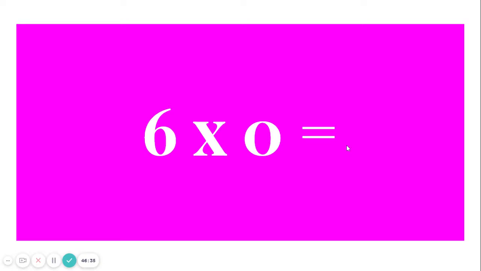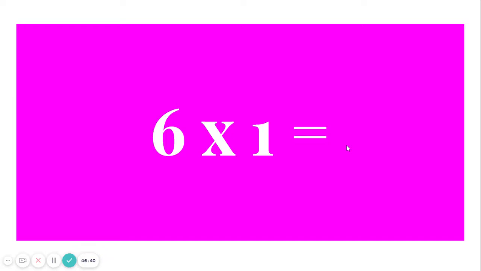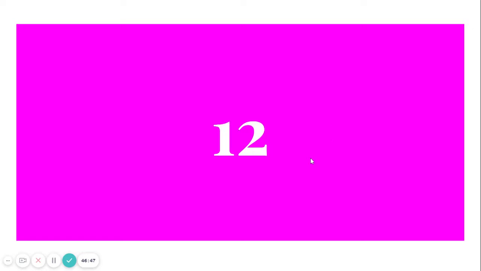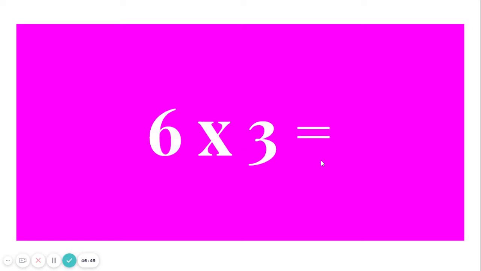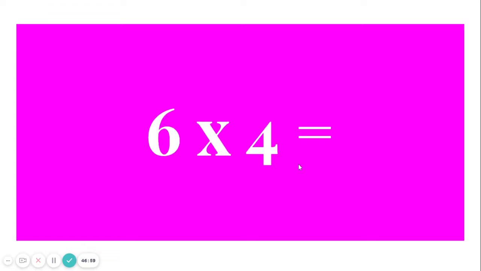Here you go. 6 times 0 is 0. 6 times 1 is 6. 6 times 2 is 12. 6 times 3 is, so if you know what 6 times 2 is, 12, it's just one more 6, 18. 6 times 4 is, did you think about flipping it around to a 4? 6 and 6 is 12. 12 and 12 is 24.